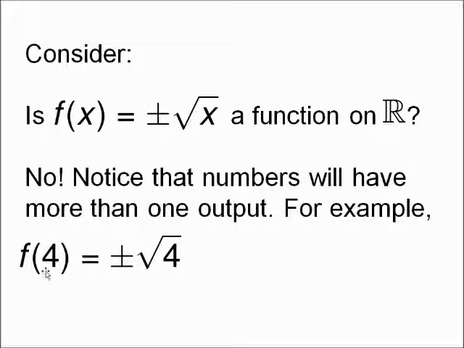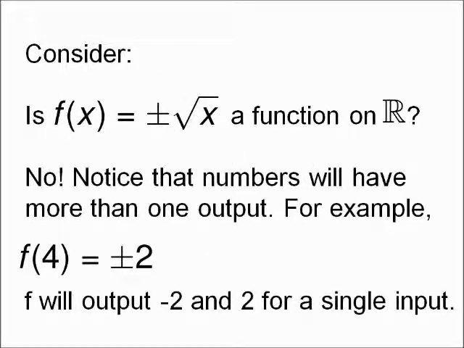Well, if I plug 4 into my function, it's going to spit out plus or minus the square root of 4, which simplifies to 2, right? Because the square root of 4 is 2. So plus or minus the square root of 4 simplifies to plus or minus 2. That disqualifies this thing from being a function. Because if you plug 4 in, the function will output negative 2 and 2 for a single input. And we can't have that with a function.